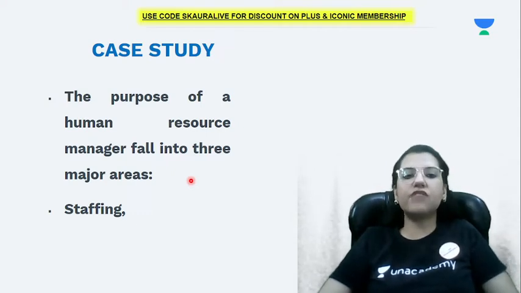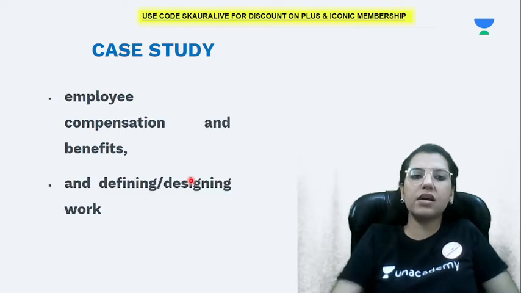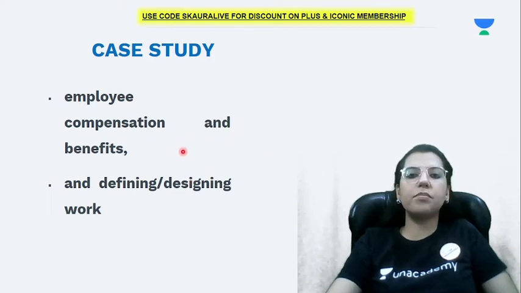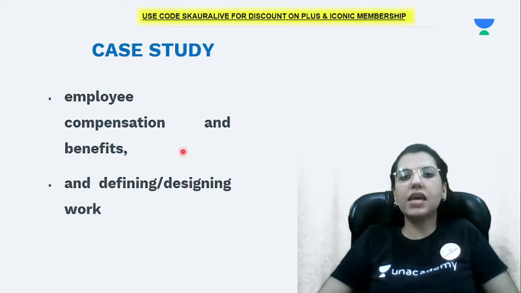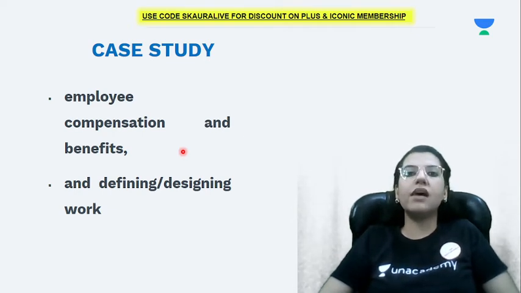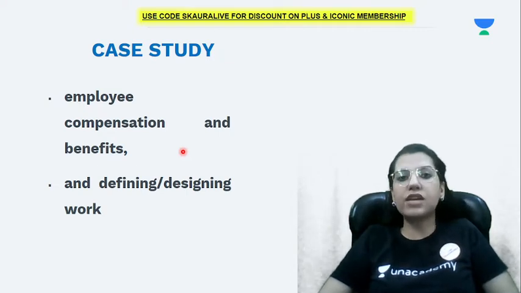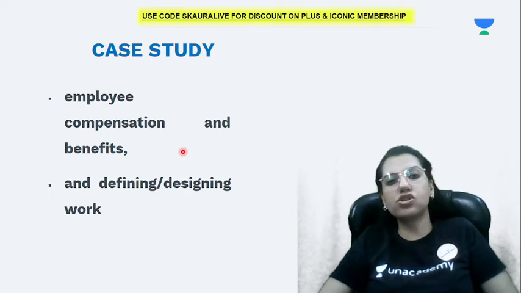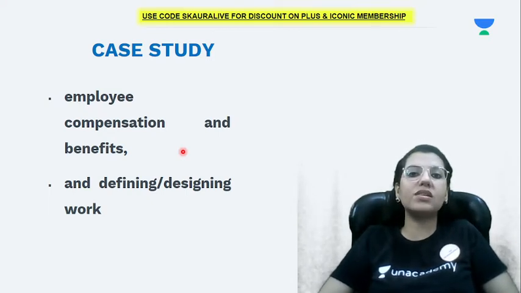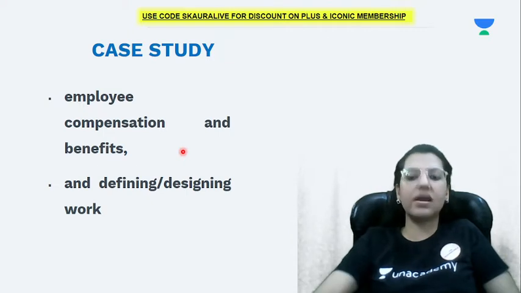So, the purpose of a human resource manager falls into three major areas. That is staffing, employee compensation and benefits, and defining or designing work. I'm again repeating, in human resource management, staffing is a big issue. Then, of course, the welfare schemes, the compensation, the benefits, how you're going to define or design the work environment, the social environment. There are a lot of things that come under a human resource case study. But trust me, it's not going to be that tough, as is the case for marketing and finance.